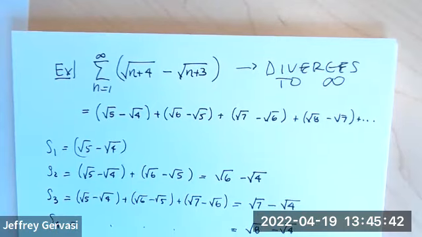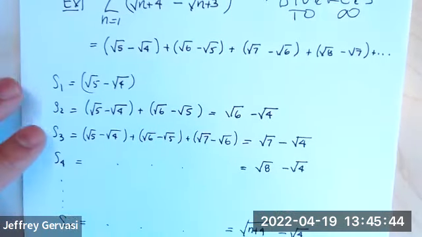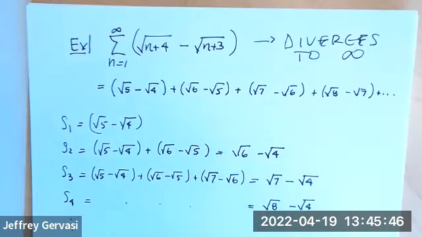Okay, so a couple of examples of telescoping series, and I think this is a good example to show us that even though the terms are going to be collapsing, that doesn't necessarily mean that the series is going to converge.